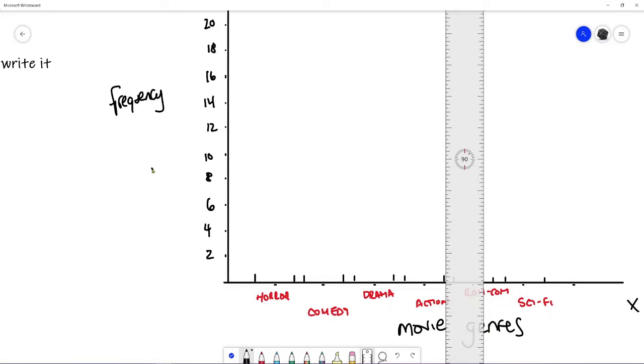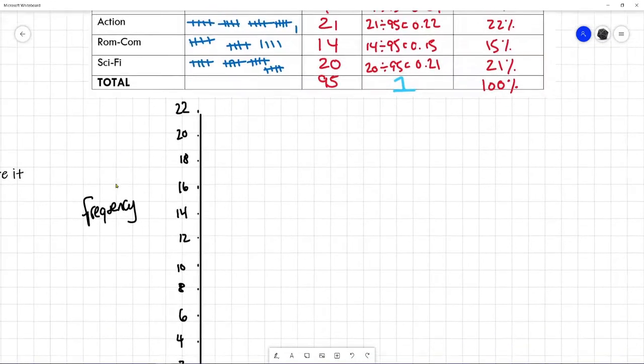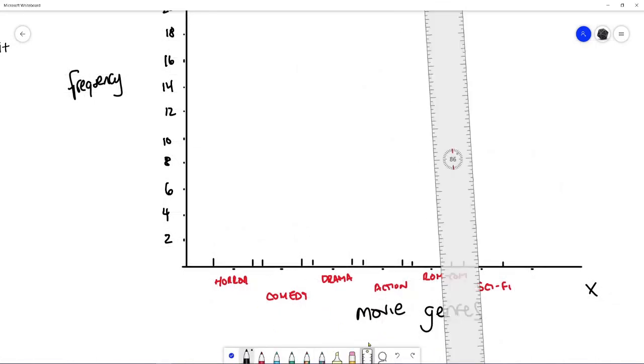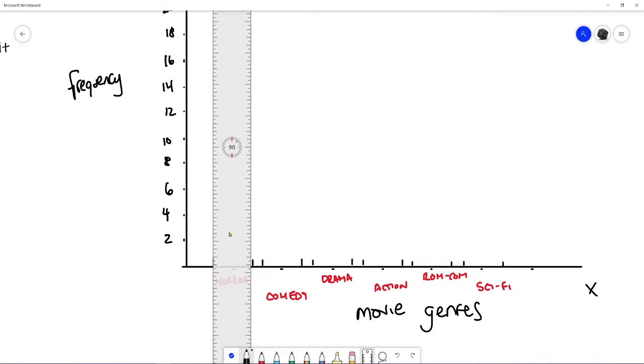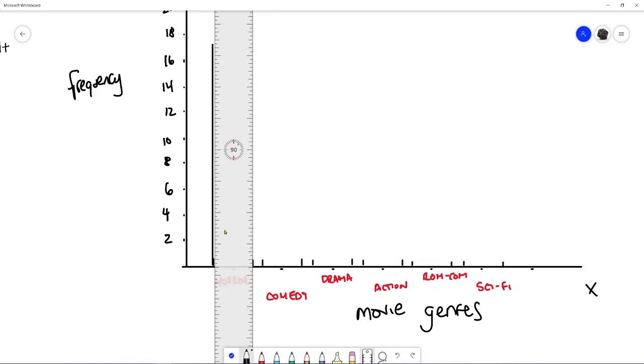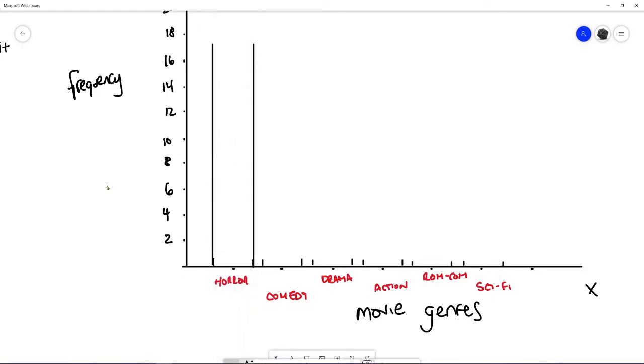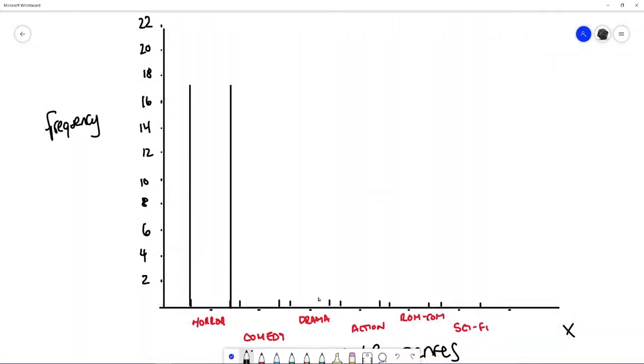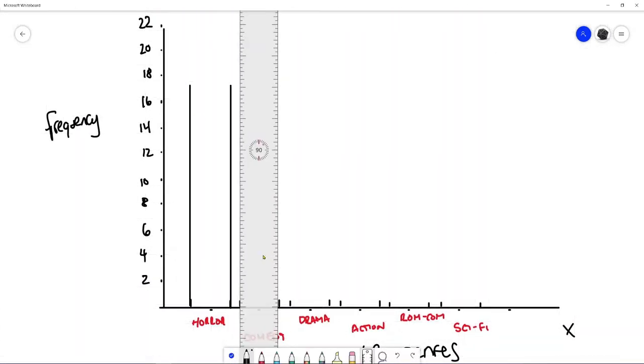Next thing is I get to look at my frequency table. Horror has a frequency of 17. So I'm going to grab my ruler again, and I'm going to draw a line all the way up to where 17 is. So 17 is right in the middle of 16 and 18. So there's one line connecting that bar. And then I should go to the other side and do the same thing. Comedy is 16. So I'll do the same thing for comedy. Going to 16.